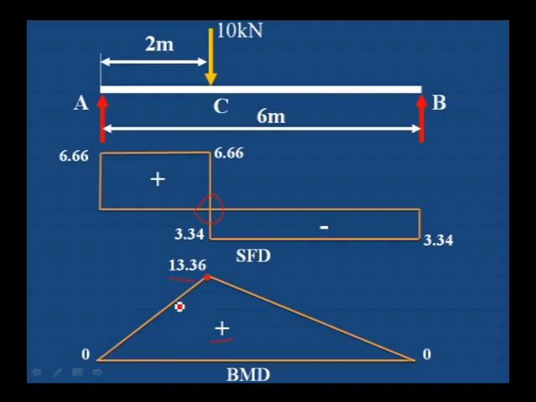This is the bending moment diagram which has a triangle shape, and here two rectangles are there for the shear force diagram. One particular point where the shear force changes its sign, at that place we will get the maximum bending moment.